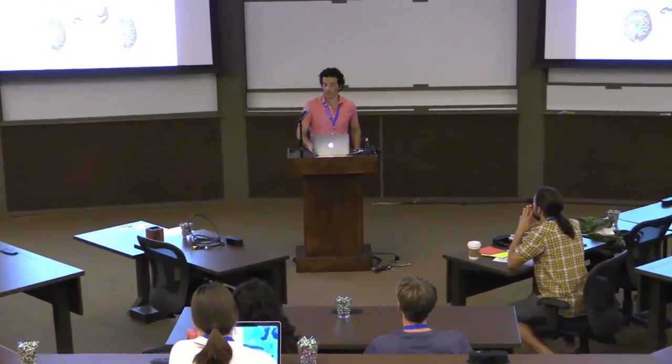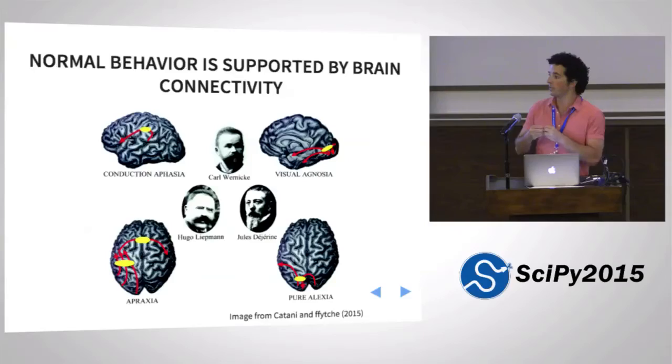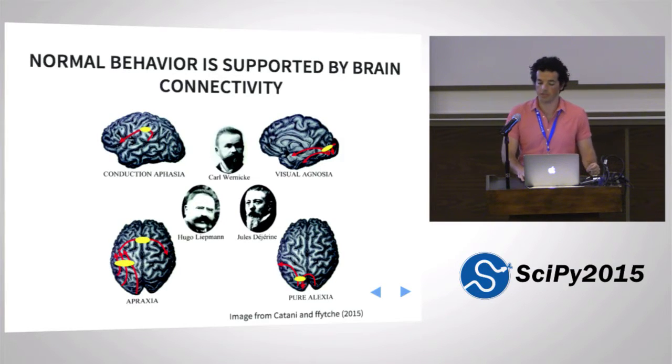We've known for a long time that normal behavior or cognitive abilities are supported by brain connectivity. These are neurologists who in the 19th century noticed that disconnections between certain parts of the brain are associated with particular kinds of neurological disorders or disorders of behavior. They had the insight to say that what is important about these neurological disorders is the disconnection of different parts of the brain.